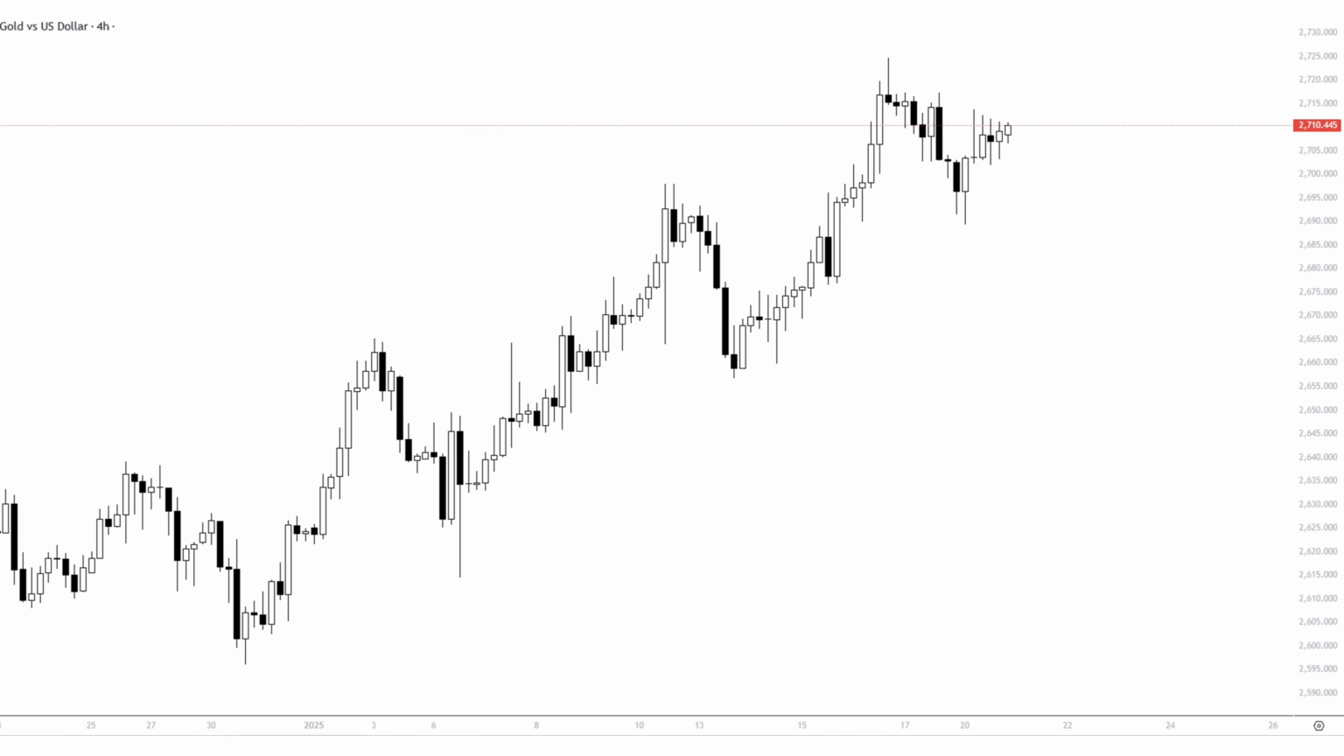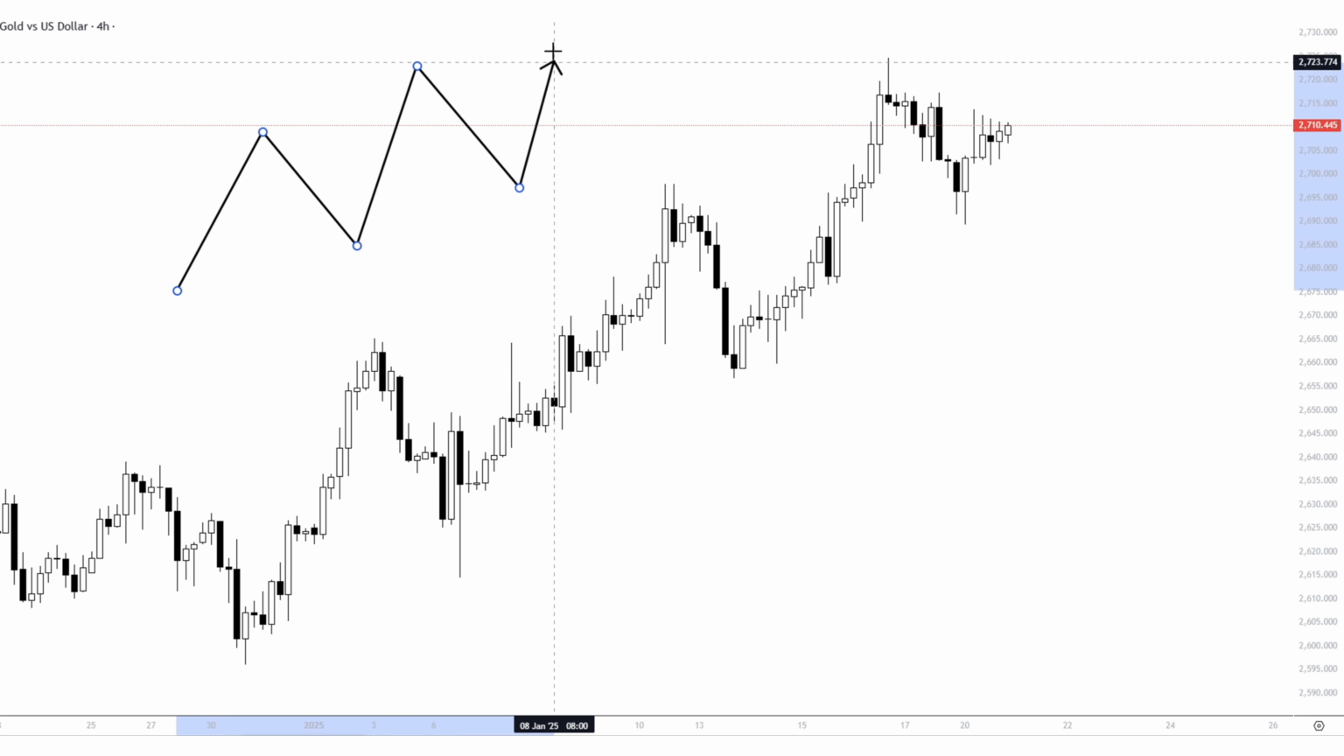Now this is the gold chart in the 4-hour time frame. At the first look of this market structure, we easily see that it's following some kind of an uptrend, having a price action that looks more like this, forming higher highs and higher lows repeatedly.